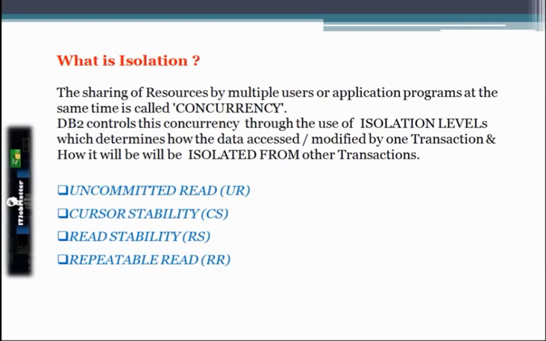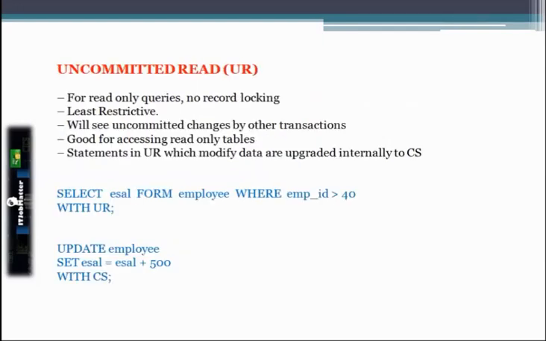There are mainly four types of isolation level in DB2, which are uncommitted read, cursor stability, read stability, and repeatable read. The very first one is uncommitted read. Uncommitted read is used generally for read-only queries, and it is also known as least restrictive because it does not lock any record while reading the database. This level of isolation is also known as dirty read, because it reads those rows as well which are not committed at the time of read. So it reads uncommitted changes as well.